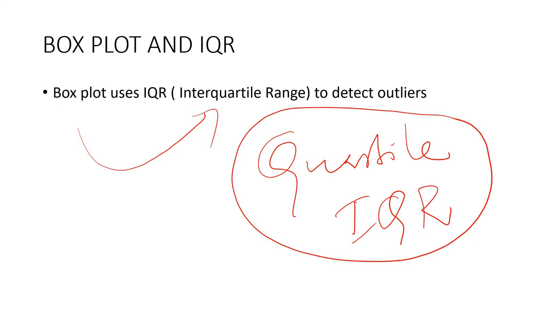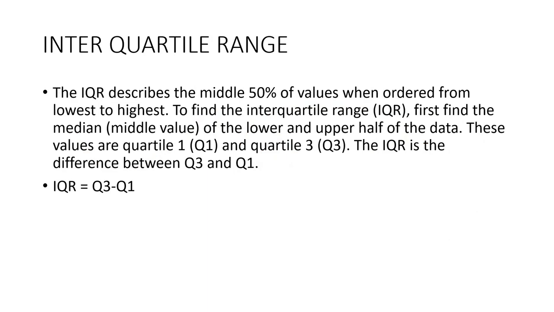That's very important. What does interquartile range mean? The IQR describes the middle 50% of values when ordered from the lowest to highest. To find the interquartile range, first find the median of the lower and upper half of the data. These values are Q1 and Q3. Then Q3 minus Q1 is known as the interquartile range.